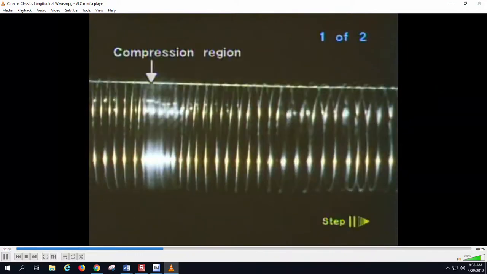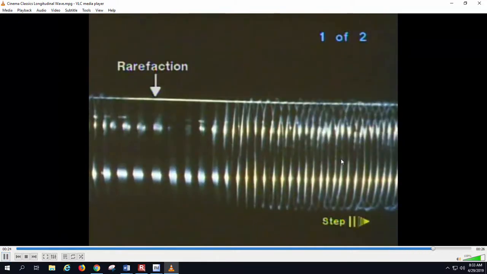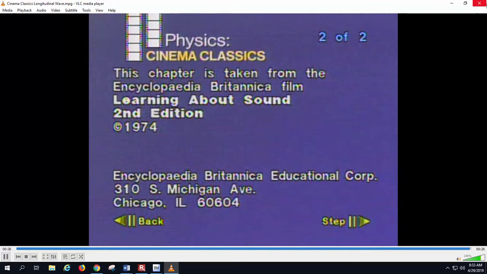These are the different parts of a longitudinal wave. Rarefaction is where the individual coils are far apart, and compression is when the coils are close together. It's essentially a sound wave, where your air is close together and then far apart.